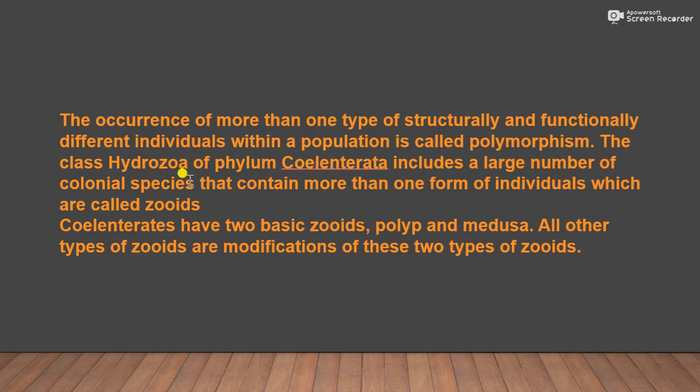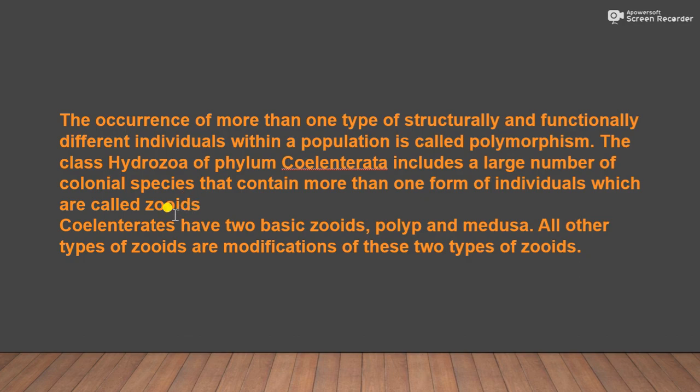The class Hydrozoa of phylum Coelenterata includes a large number of colonial species that contain more than one form of individual, which is called a zooid. It means that in one colony, species contain more than one form of individuals, and each individual is called a zooid.